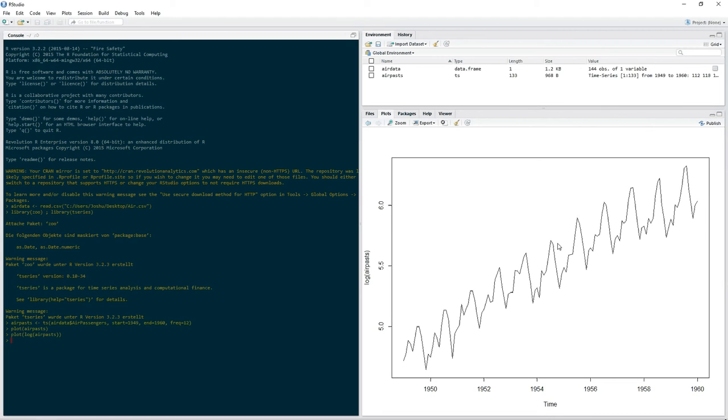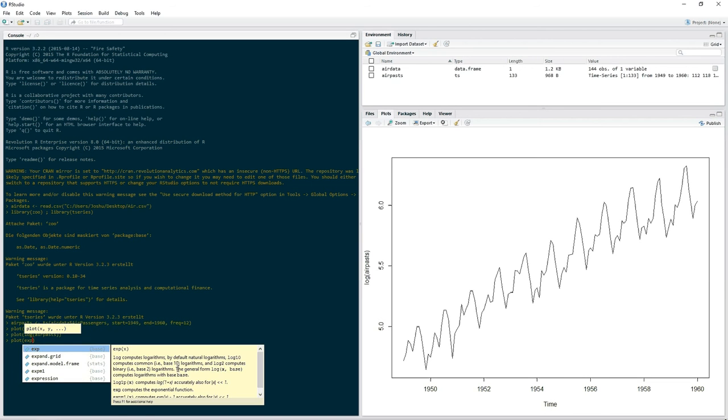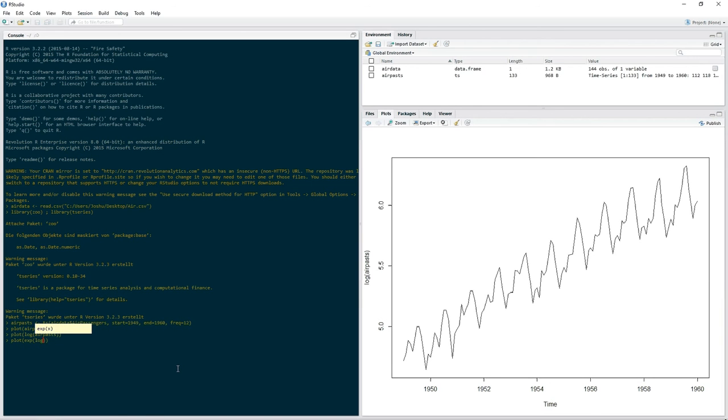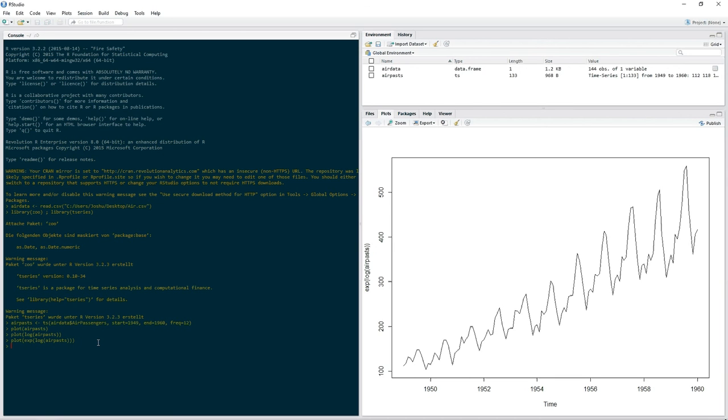Well, we could easily back transform our data by taking the exponential function. So let me do that for you. So plot exp, the function for taking the exponential function, of the log of our AirPassTS data. So we're taking the exponential function and we're putting in the log of the air passenger data. Take a look at what happens. So it's the same data. So we back transformed the data. So you can see that this is the exact same plot as before.